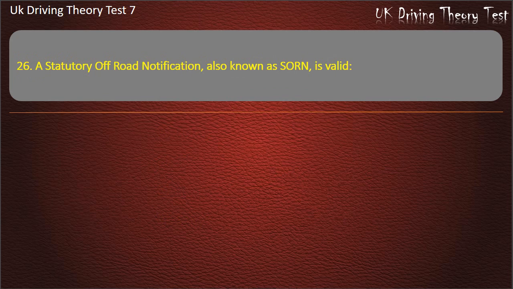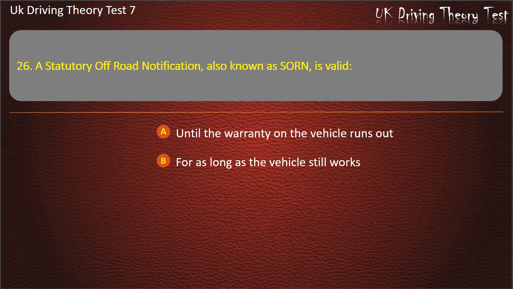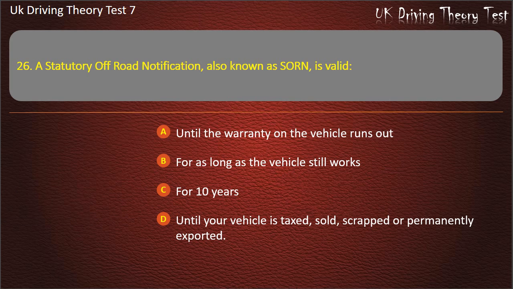Question 26. A statutory off-road notification, also known as SORN, is valid until the warranty on the vehicle runs out. For as long as the vehicle still works. For 10 years. Until your vehicle is taxed, sold, scrapped or permanently exported. Answer. Until your vehicle is taxed, sold, scrapped or permanently exported.